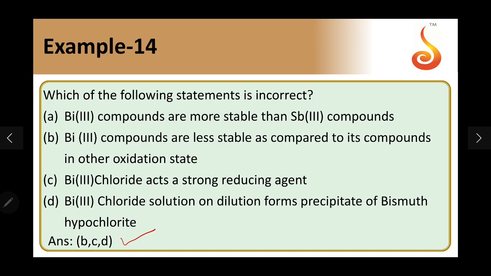So due to inert pair effect, always Bi3+ is more stable than Bi5+. Similarly, in the carbon group, Pb2+ is more stable than Pb4+.